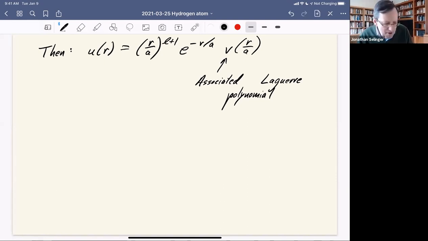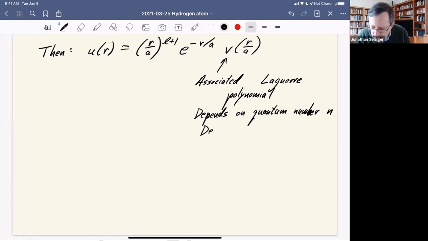It is a polynomial, and it depends on the quantum number n. And it's a polynomial, so it has some degree. And the degree of the polynomial is n minus l minus 1.